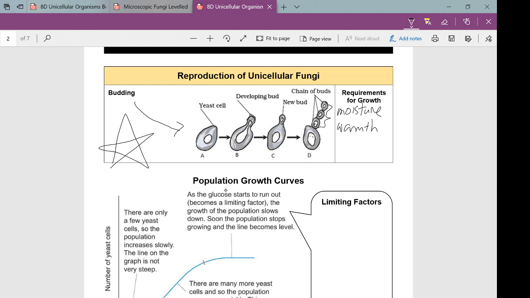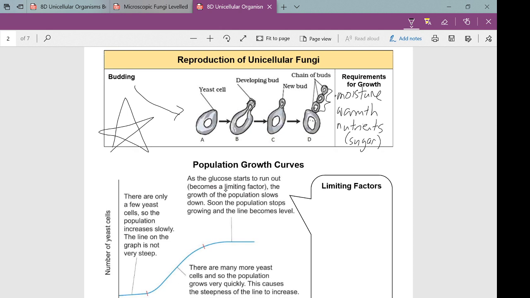And they don't actually need oxygen because they can reproduce anaerobically, meaning without oxygen. So oxygen isn't one of them. Sugar, very good. So they need some nutrients, sugar. They don't actually need sunlight. So those are the main three things that they need in order to grow. They need some water, they need warmth, and they also need nutrients.